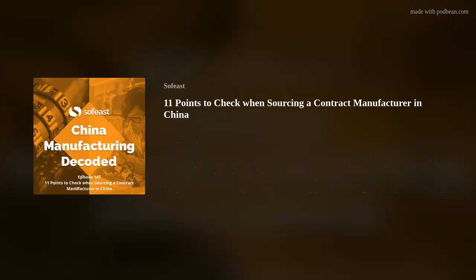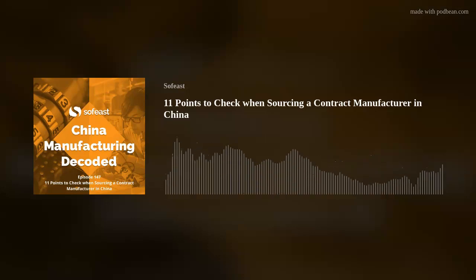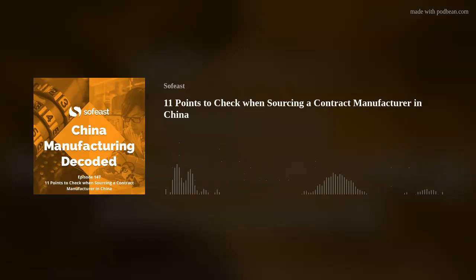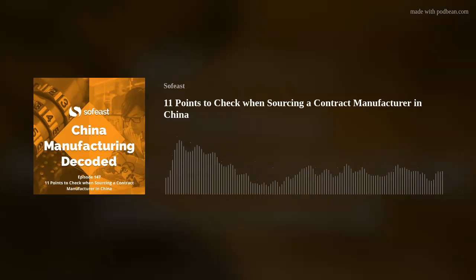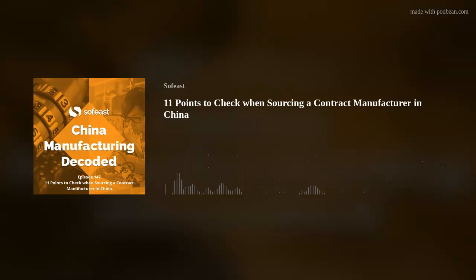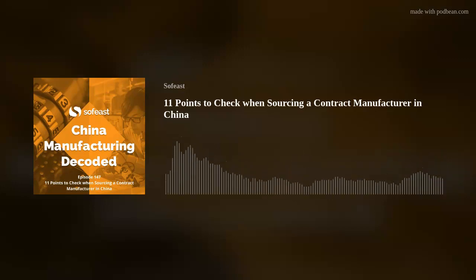And that's what some trading companies love. That's what some manufacturers love. Okay, don't worry, we'll just provide you a full solution, and that's it. You just get your product, you pay for it, you get the product, that's it. But a lot of issues can come from that.